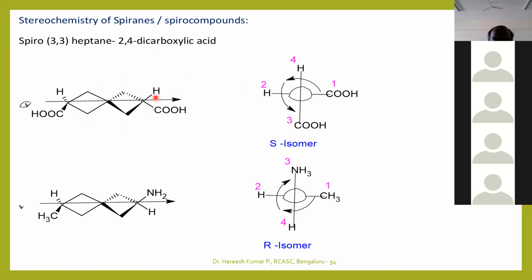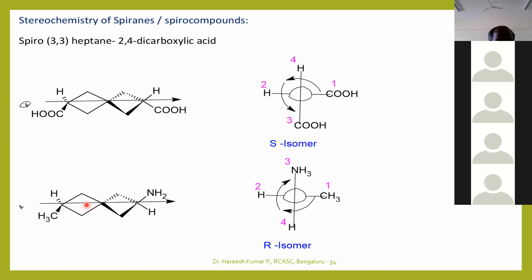So vertical groups you can write H and COOH. Horizontal groups means when you are viewing from here, COOH is coming on the right hand side. That is the reason this group is right hand side. So you have to give the preference to the nearer groups. That means these two take the first priority. That means this is 1, this is 2. And of course, this is 3, this is 4. So when you are moving 1 to 2, 2 to 3, that means it is in an anti-clockwise direction.